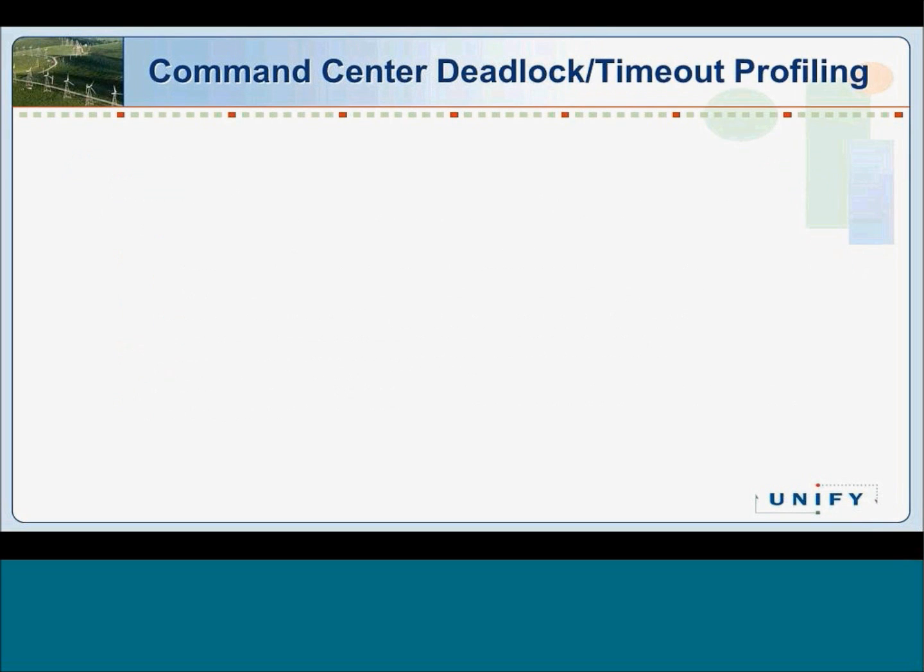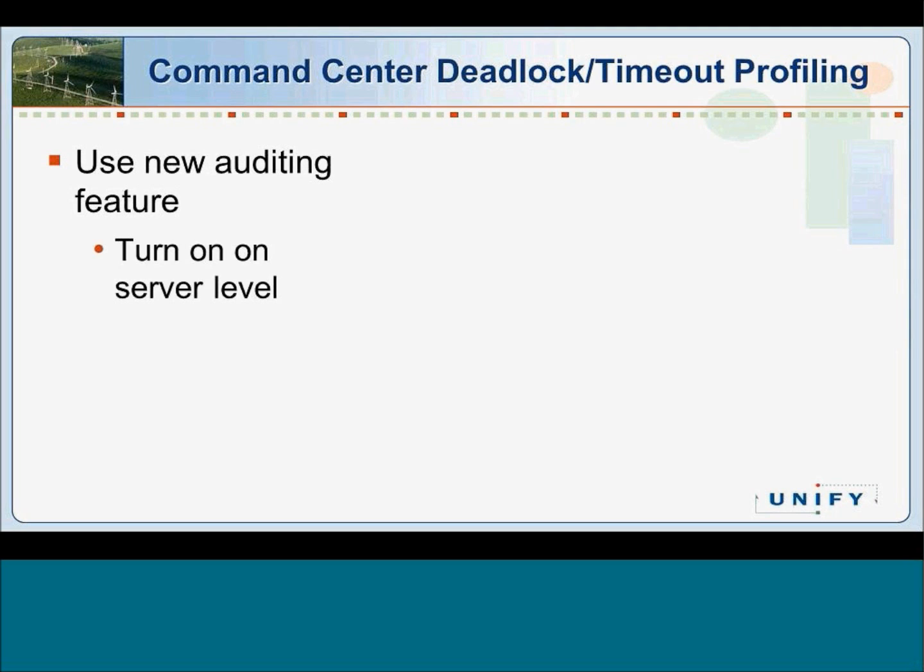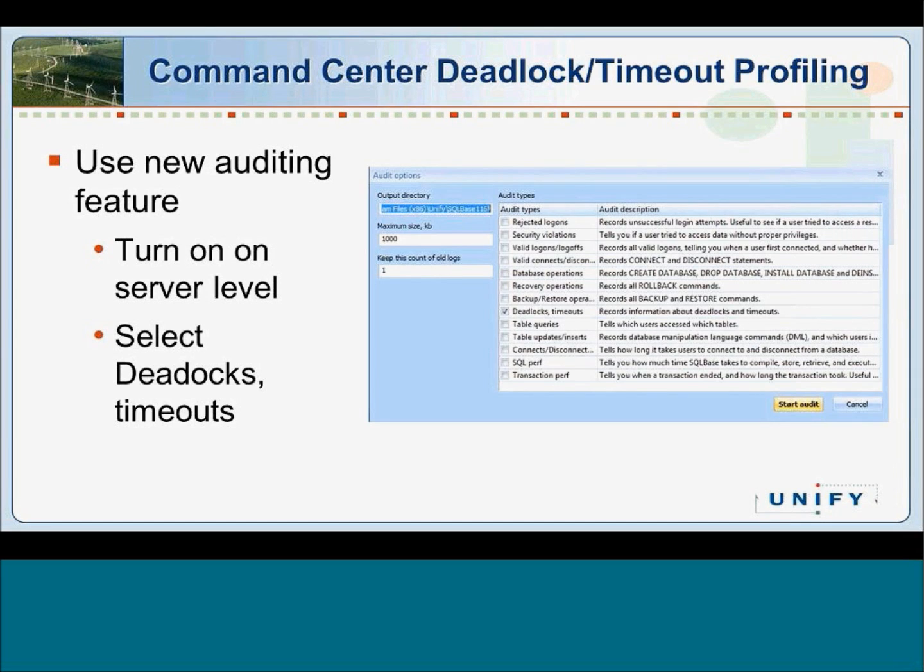And to help you find out what's going on, you can use Command Center, and that's what I will be showing you now. Use the Command Center for deadlock timeout profiling. Use the new auditing feature of SQLBase 11.6 Command Center to turn the auditing on at server level. You select deadlocks and timeouts, and this is the window from which you do that. You see there's a checkbox for deadlocks timeout, and when you press Start Audit, this will run during the normal operation of your server, and it will log all the deadlocks and timeouts you get into a log file, and you can then go ahead and analyze that log file.